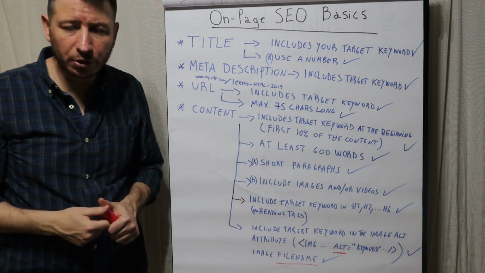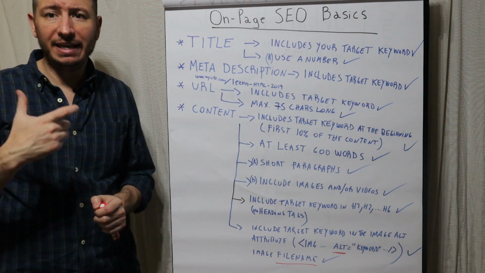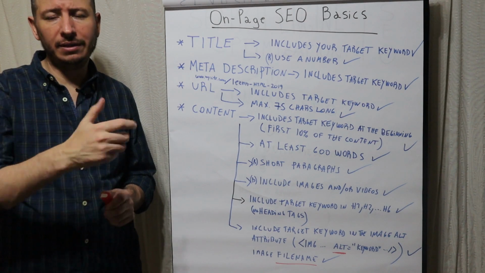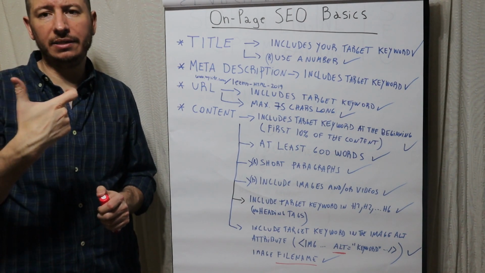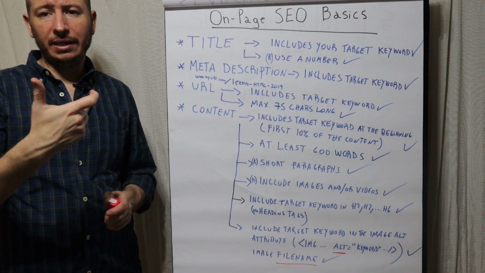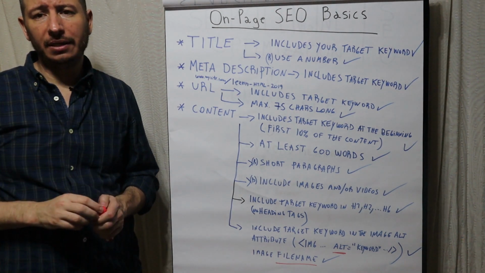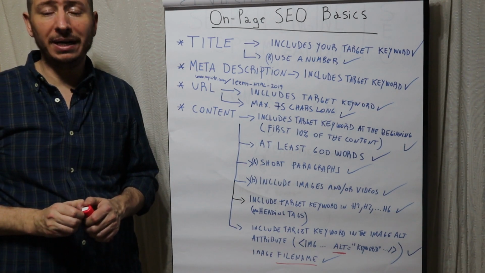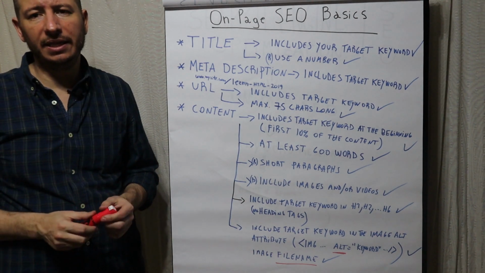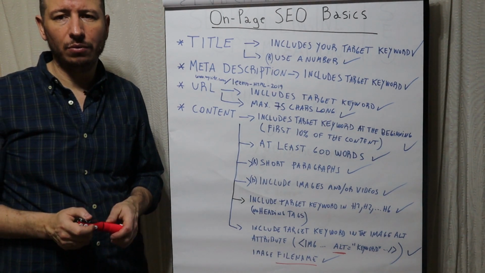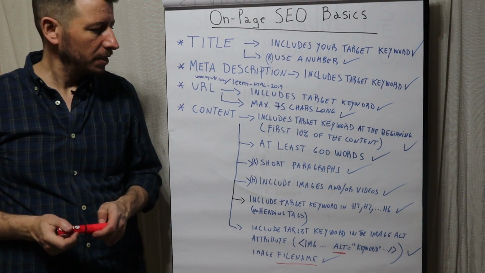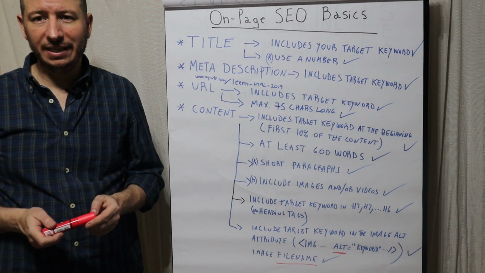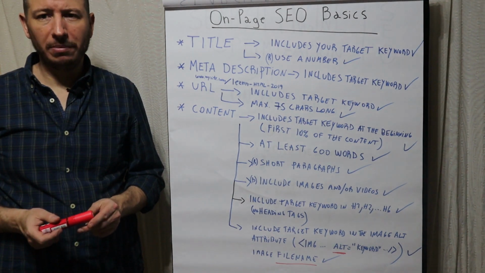Some other things that are important is when you use images, the file name of the image needs to include the keyword on it. And another thing is when putting the alt attribute of the image, that also will be SEO optimized if it includes the target keyword that we want to optimize our content. So that's in a nutshell on-page SEO.